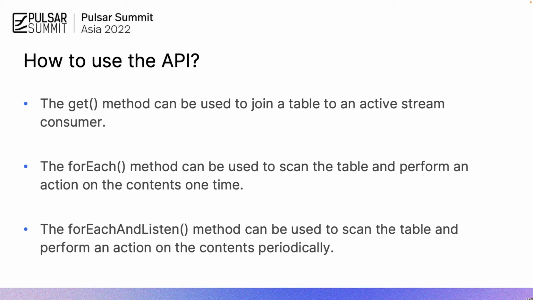So how to use the API? How do you apply these use cases or these methods to your specific use case? So again, the get method can be used to join a table to an active stream consumer for things like enrichment. You have a slow-moving table with some metadata or enrichment data. You can query that at a point in time to update that active stream with that information. The forEach method can be used to scan the table and perform an action on the contents exactly one time. The forEach and listen method can be used to scan the table and perform a periodic or continuous scan. So depending on your use case, these are how you want to apply the API for your particular code.